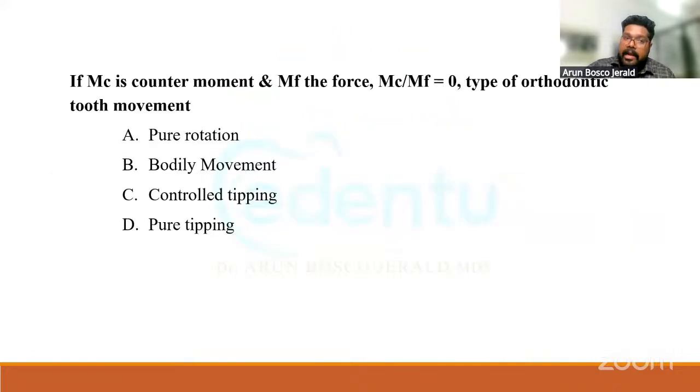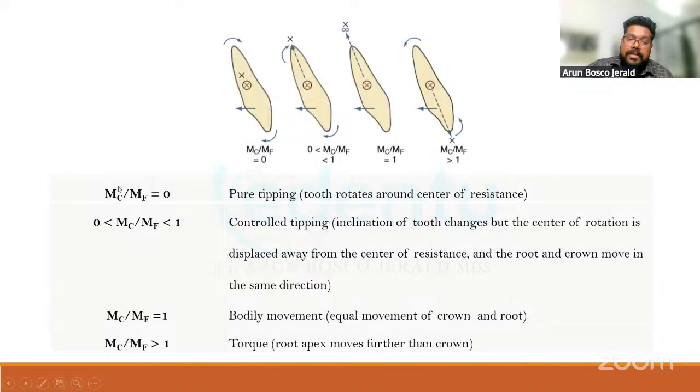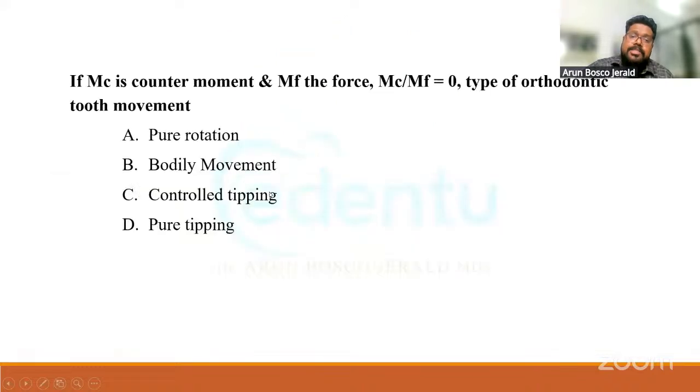Now we are going back to that question. If the moment of couple is a counter moment and the moment of force is the moment by force, MC to MF ratio 0 means there is no moment of couple. So there will be pure tipping. So these options are actually taken from Proffit. So in Proffit, it is mentioned that it is pure tipping. That is why the correct answer is pure tipping.